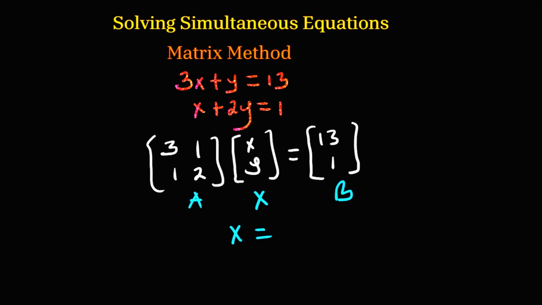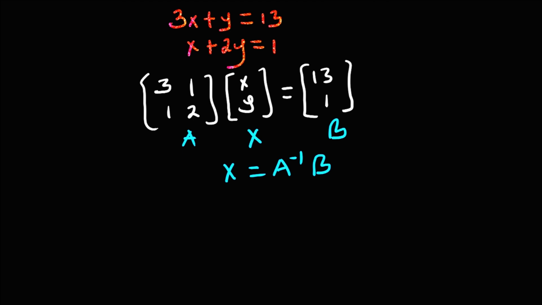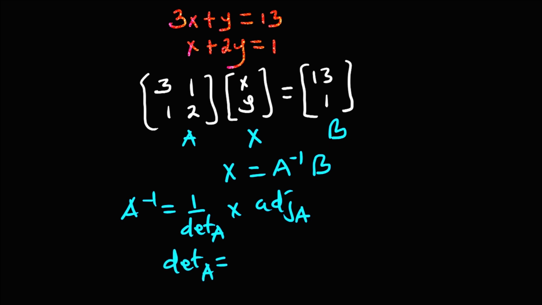So to obtain matrix X, you're going to take the inverse of A times matrix B. It means, therefore, that the task we have now is to obtain the inverse of A. The inverse of A can be obtained by taking 1 over the determinant of A, then multiplying it by the adjoint of A. The determinant of A can be obtained by 3 times 2, that is the product of the main diagonals, minus 1 times 1, which is the product of the other diagonal. So that will be 6 minus 1, which is just 5.